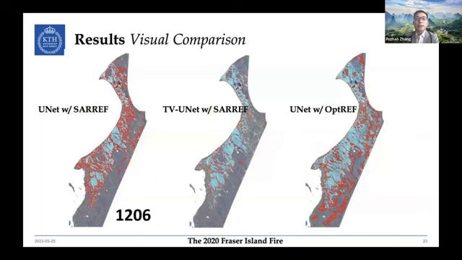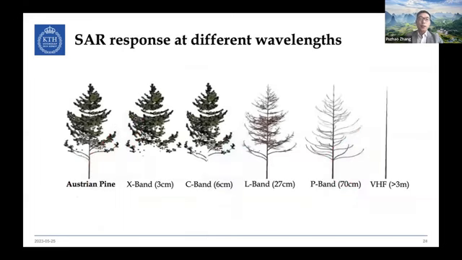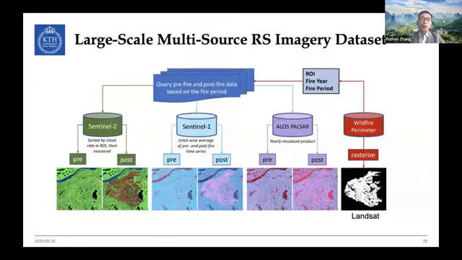To have a better understanding of the different sensors' performance on burn area detection, especially for forest areas, we know that multi-frequency SAR has different capability to sense trees. Like for this Australian pine tree, X band is sensitive to leaves and small branches, C band is more sensitive to slightly larger branches, but L band is mainly sensitive to branches, including the stems, and P band, with a long wavelength, has less sensitivity to small objects. So we proposed to prepare a large-scale multi-source remote sensing dataset for fire comparison between different data sources. Here, we have 3 different sources.